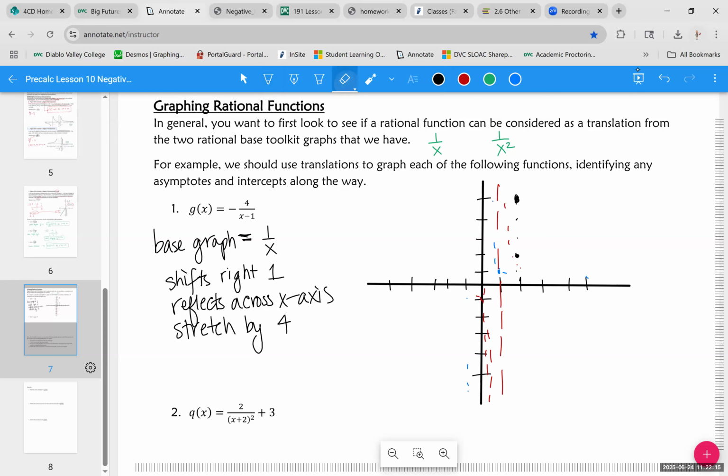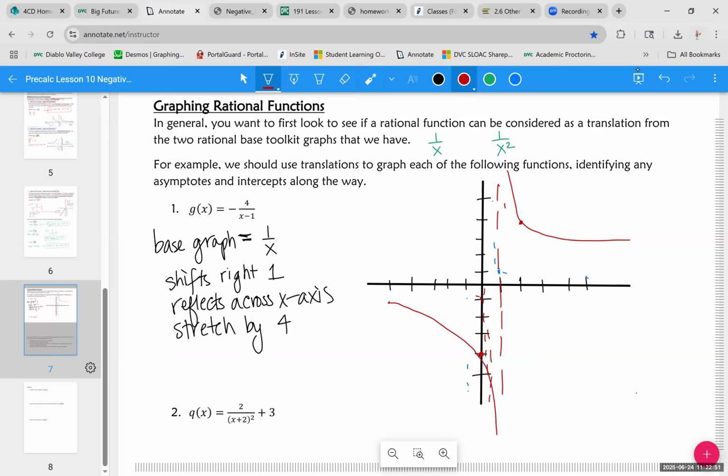Whoops, I'm sorry. Let me get rid of some of these because they are kind of in my way. So if this is my vertical asymptote, usually I would go over 1, up 1. But now I'm going to go over 1, up 4. That's what my stretch will do. And so now my curve would kind of come in like this. Then I'm going to do the same thing here. What would have been over 1, down 1 will now be over 1, down 4. See how to do that?